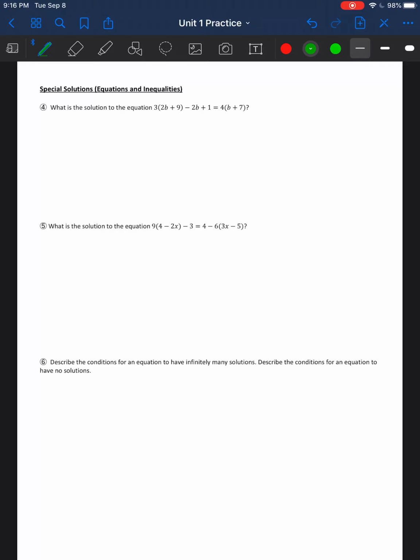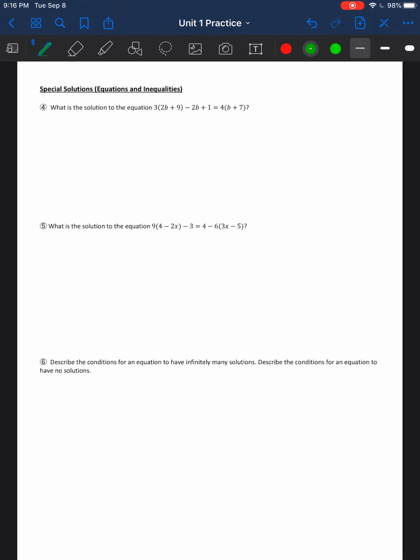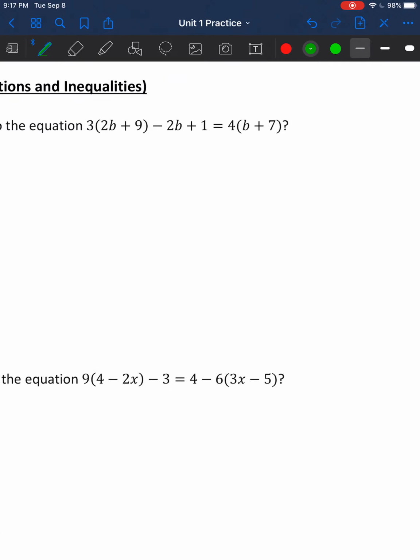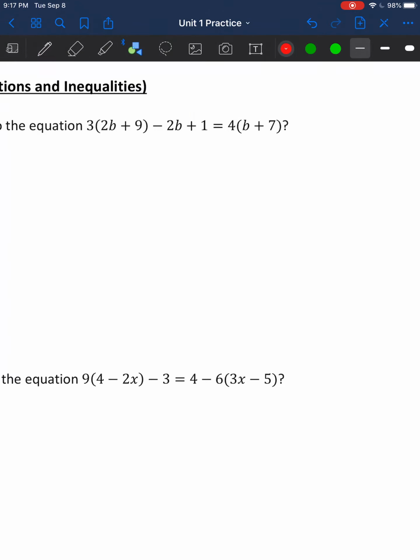There we go. Let's look at problem 4, special solutions. So we did have a special solution in number 1, but we will have some more here in 4, 5, and 6. It says, what is the solution to the equation here? So we would solve this just like we did earlier, and I would first draw the river so I can separate my left and right sides. And then we are going to start to distribute and then combine like terms.